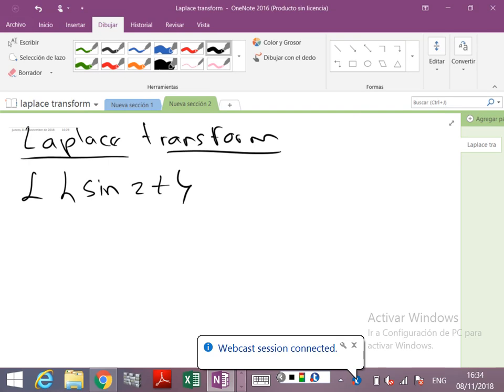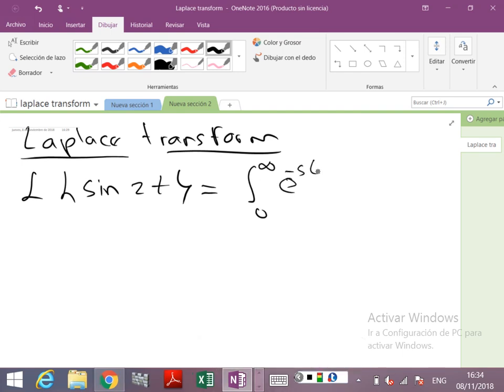So for this, by definition, the Laplace transform is the integral between 0 and infinity of e to the minus st sine 2t dt, right? So now we go and solve it by integration by parts, right? So we make u equals and dv equals.